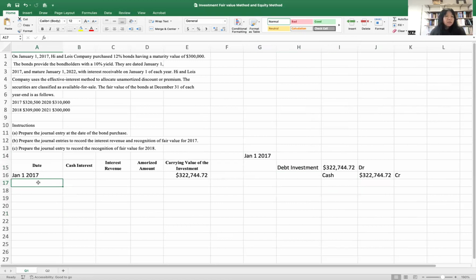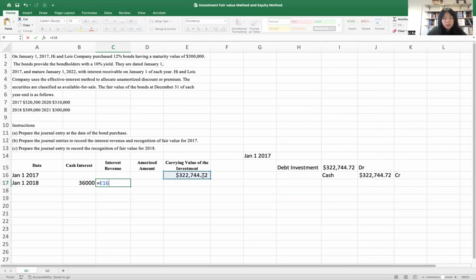The second question, they said, hey, what is the journal entry to recognize the interest revenue and the recognition of the fair value for 2017? So here, let's just see for the rest of the amortization, how it looks like, okay? Like here, the interest received, we know the cash interest is 36,000. That is 300,000 multiplied by 12%. And the interest revenue is the carrying amount, the beginning carrying amount multiplied by the interest market rate, which is 10%. So the amount amortized is the difference between these two.